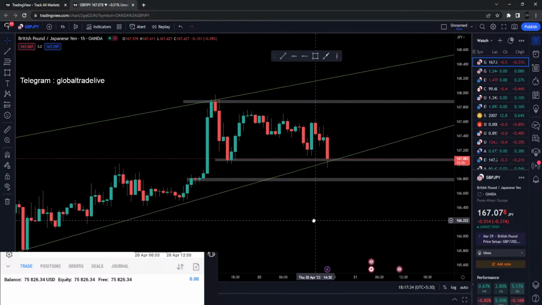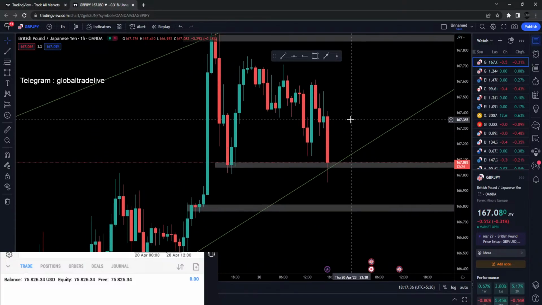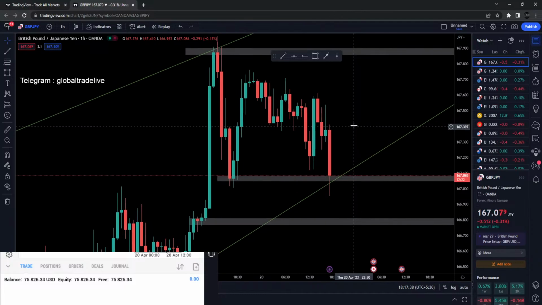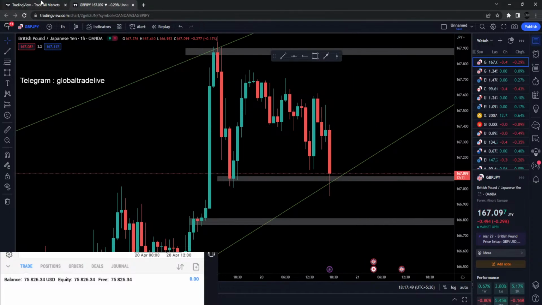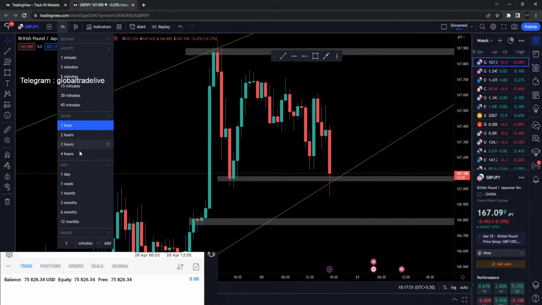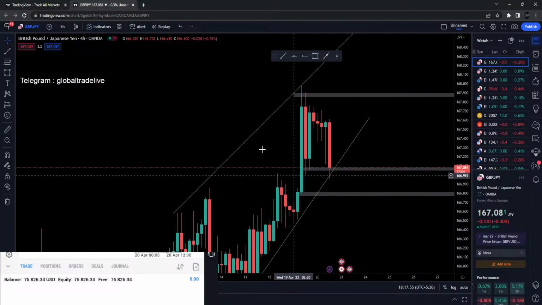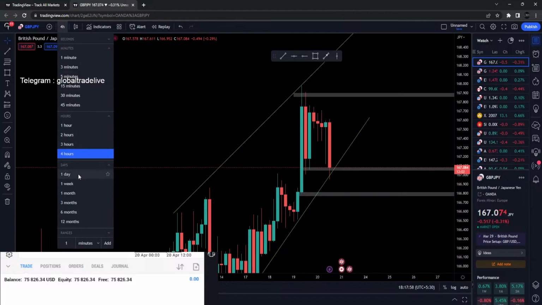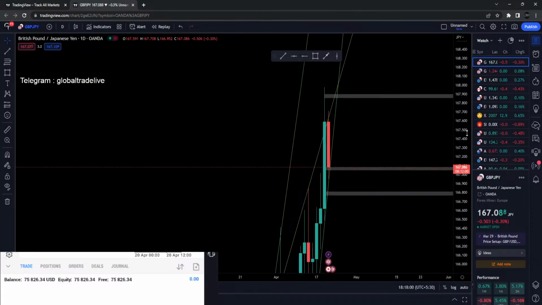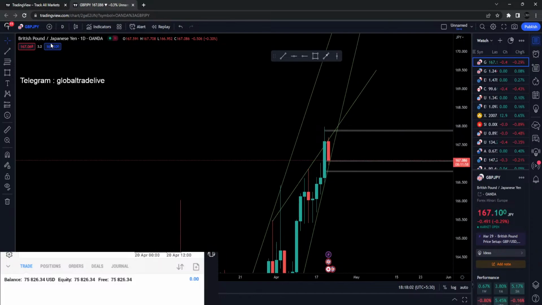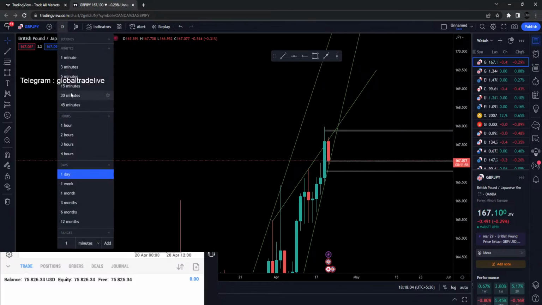So yes, now we have our plan ready, right? Let's wait for the 1 hour candle to close, because it will be closing in like 12 minutes, and after that I'll see whether we can actually take a trade or not. Let's have a look at the 4 hour. 4 hour also looks like it's gonna reject. Daily is something different.